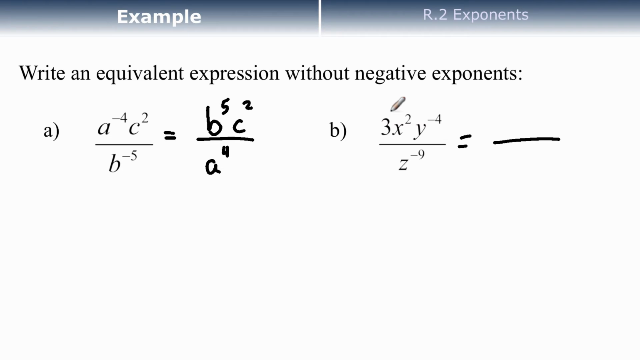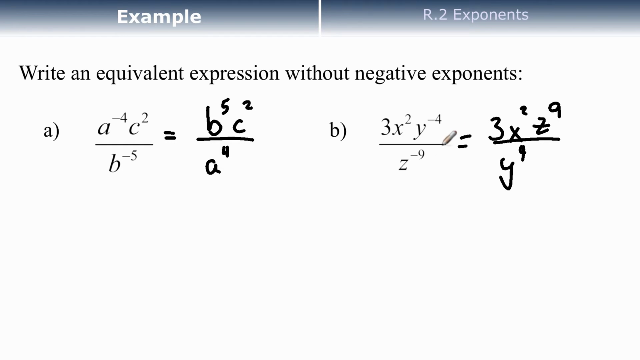Okay, the 3 has an exponent of positive 1, so it stays. X squared is positive, it stays. Y to the minus 4 is negative, so I'll move it to the bottom. Z to the minus 9 is negative, so I'll move it to the top and make it positive. Okay, hopefully you're getting the idea with those. So those are just some basic things you can do with exponents.